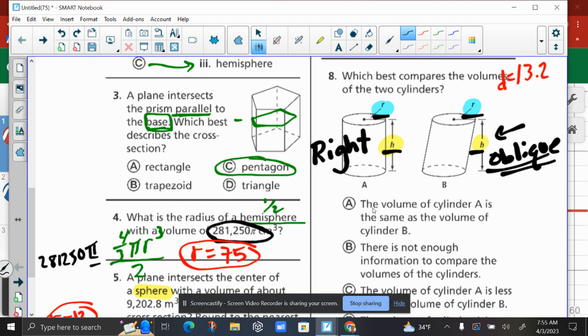So looking through here, A, the volume of the cylinder A is the same as the volume of cylinder B. Check, that is our answer. So A is our answer because they have the same measurements.